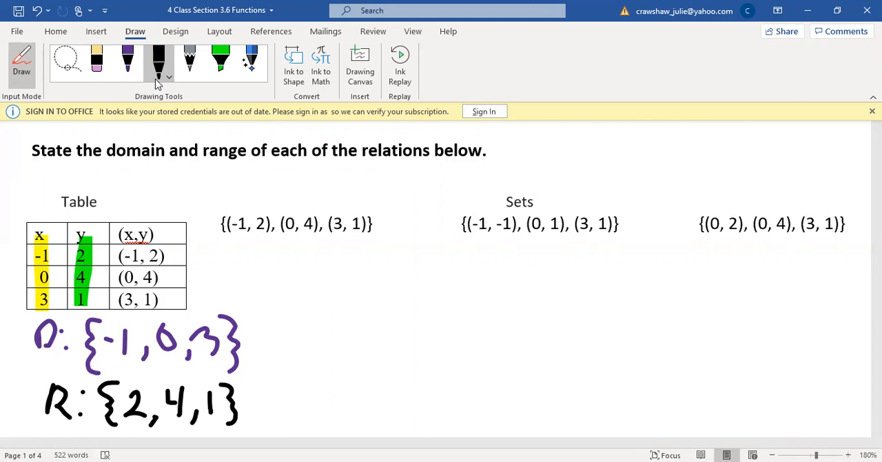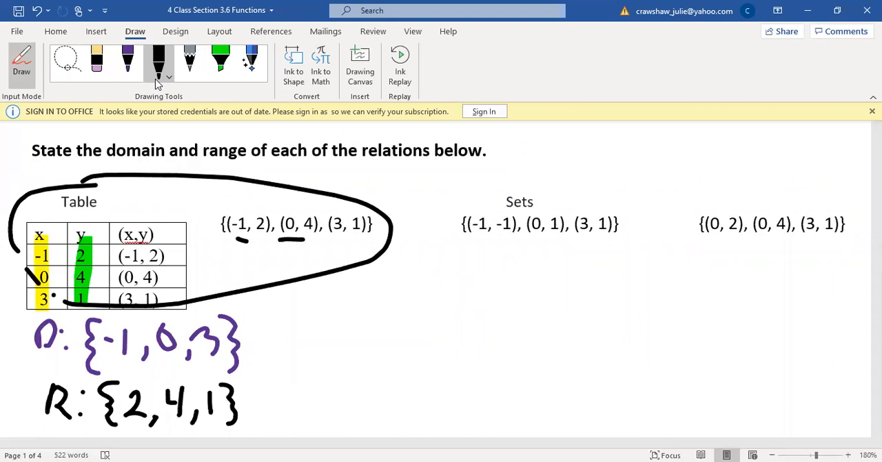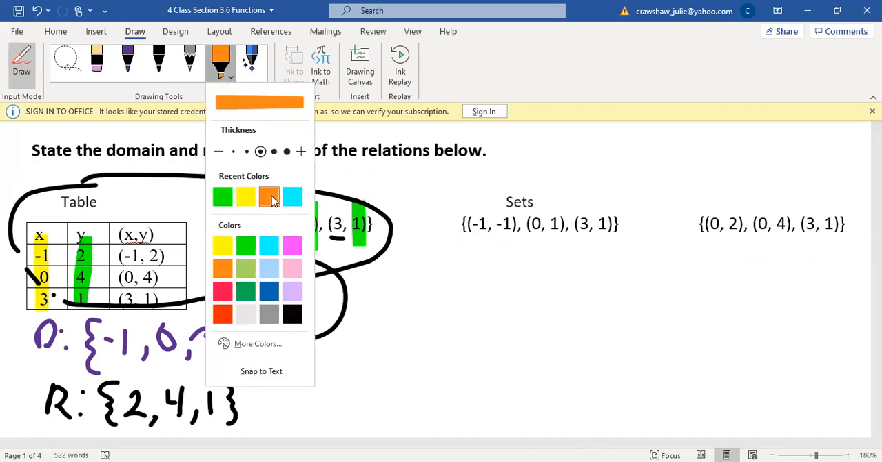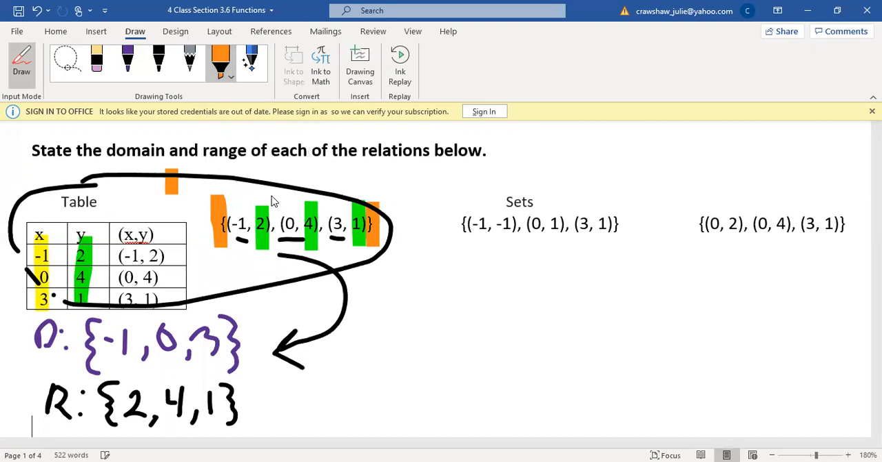Notice that the first two relations listed have the same domain and have the same range. -1, 0, 3, and then for my range, 2, 4, 1. I just have them represented in two different ways. The first one's a table, and the second one is a set. The fancy braces that are in front of the ordered pairs, those are set notation. When you see those fancy braces, that means a set.